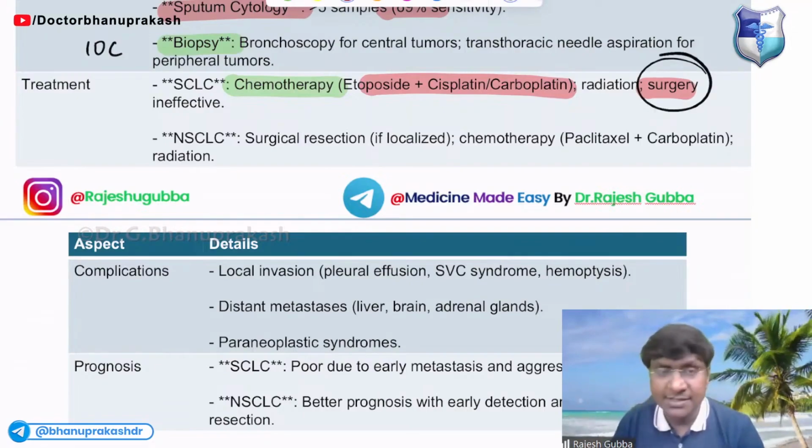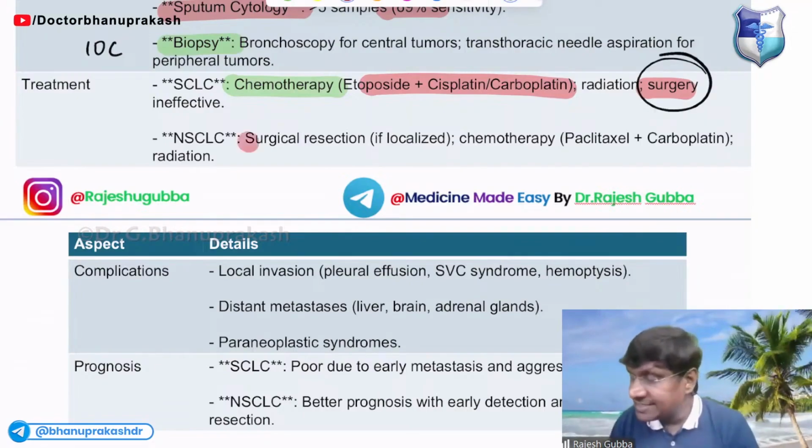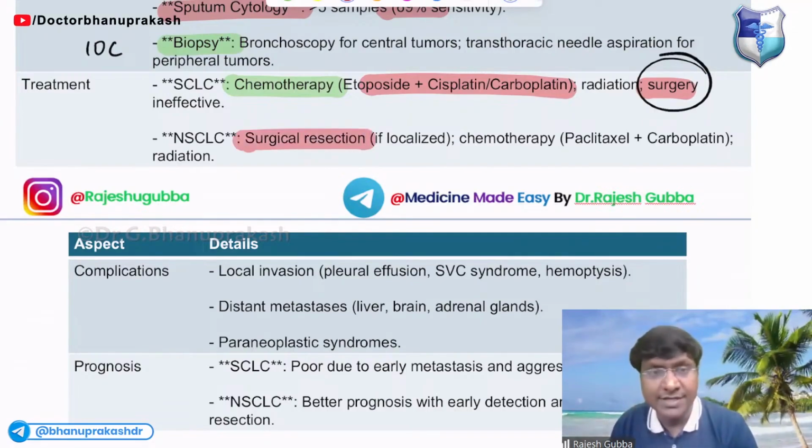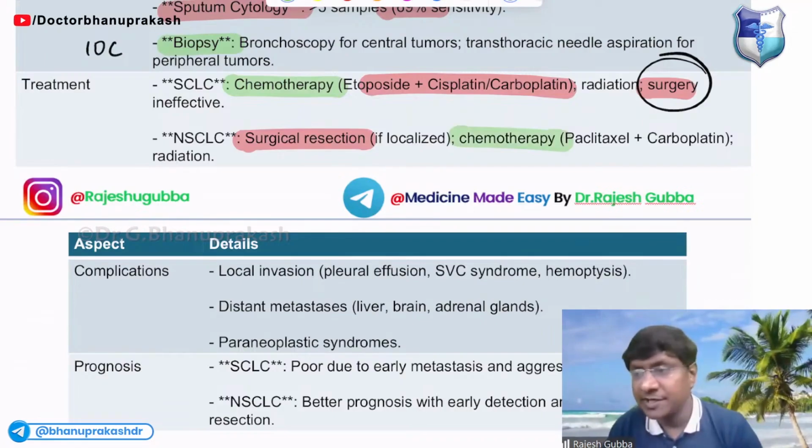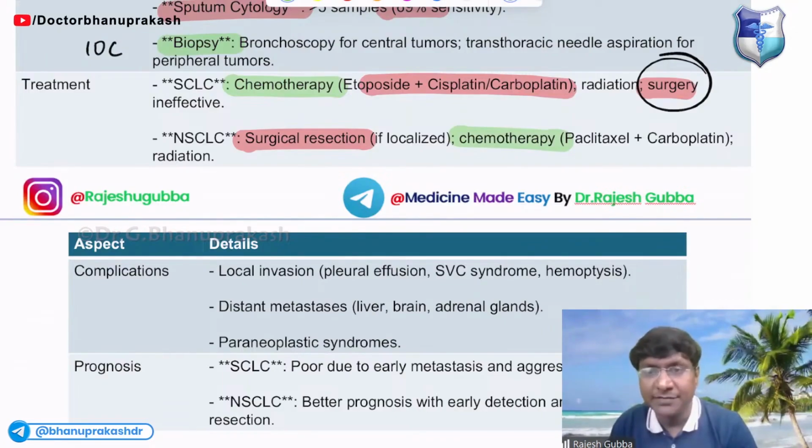Whereas non-small cell lung cancer is a localized tumor. That is the reason why surgical resection has to be done if it is localized. But you need to give chemotherapy if it has spread. Chemotherapy should be done if it is spread, like paclitaxel plus carboplatin.